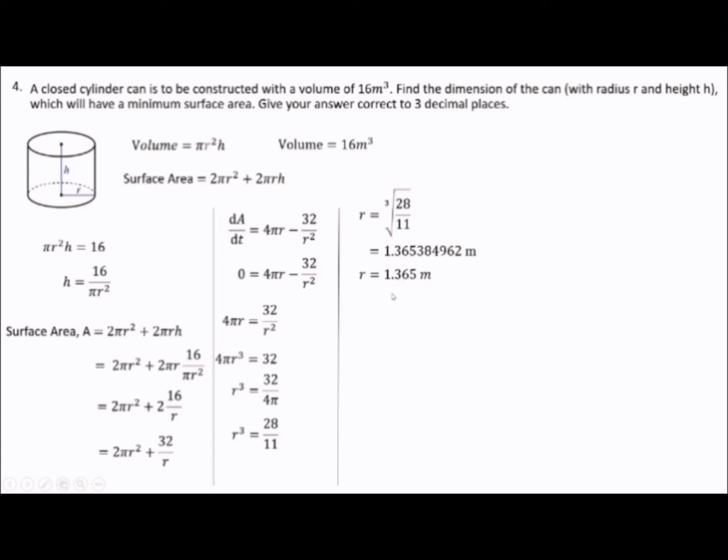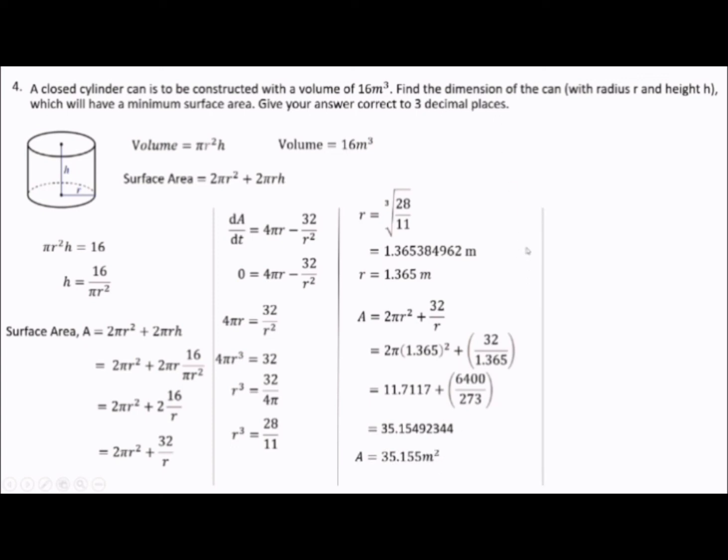Here, we can already get the value for surface area, which is to take this formula and change the value of r that we got, equal to 35.155 square meter. And lastly, to get the value of height, change the r value. And then we got 2.732 meter. That's it.